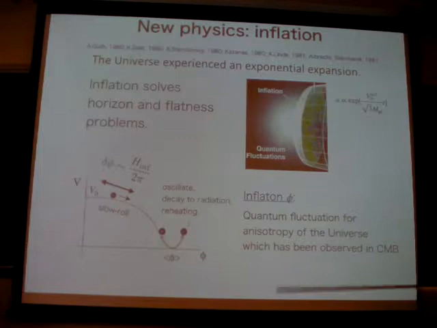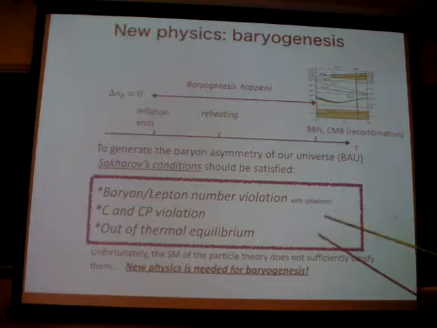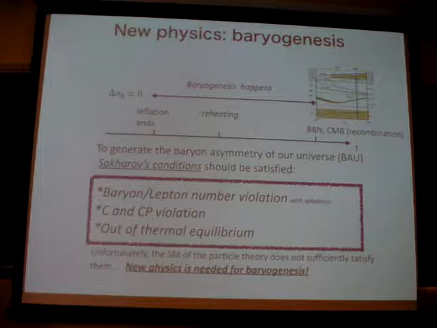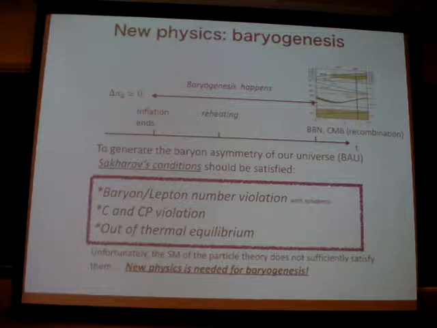If we believe in inflation, then the question is how to generate the baryon asymmetry, namely how to have baryogenesis. This is because inflation will dilute any pre-existing baryon number, so there cannot be baryon asymmetry as the initial condition. On the other hand, to have the successful prediction of the Big Bang nucleosynthesis, the baryon asymmetry should exist before the epoch of the BBN. Therefore, baryogenesis should happen between the end of inflation and the beginning of the BBN. So the question is how to generate the baryon asymmetry.